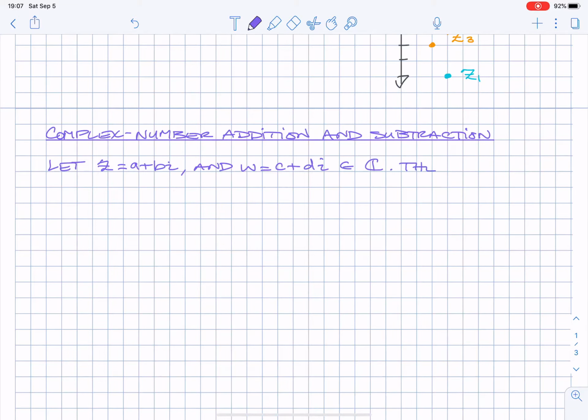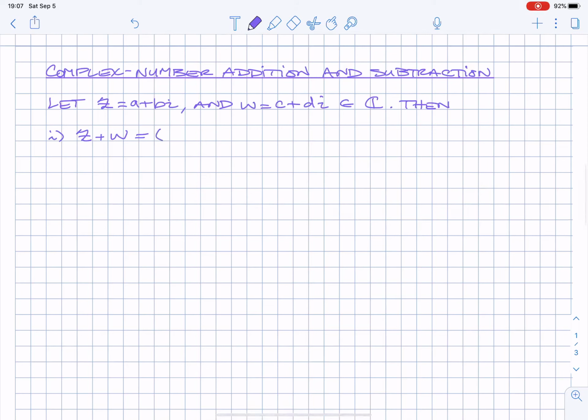Then number 1, z plus w. Well, if I'm adding these two, let's first add their real parts, a plus c. And then we add their imaginary parts, b plus d times i. And number 2, subtraction. If I have z minus w, that means from z's real part a, I take away w's real part c, to which I'm adding, from z's imaginary part b, I take away w's imaginary part d. Okay, so each component is either added or subtracted, so note.